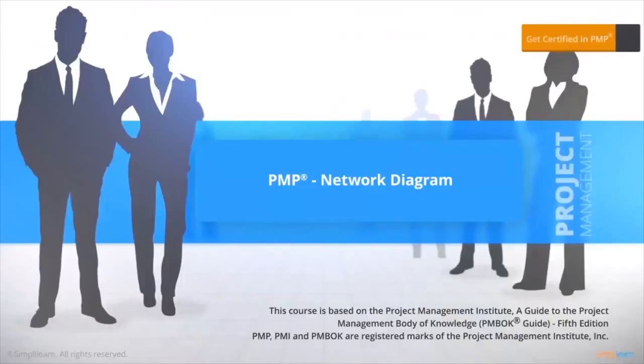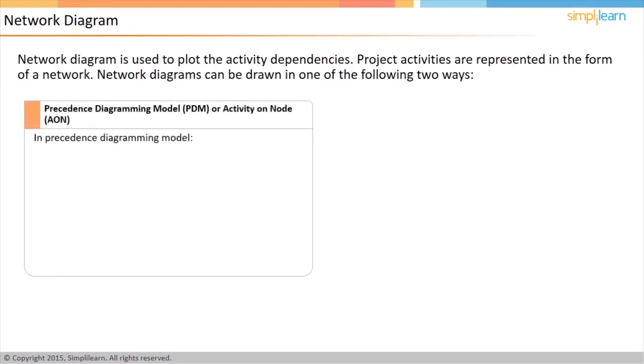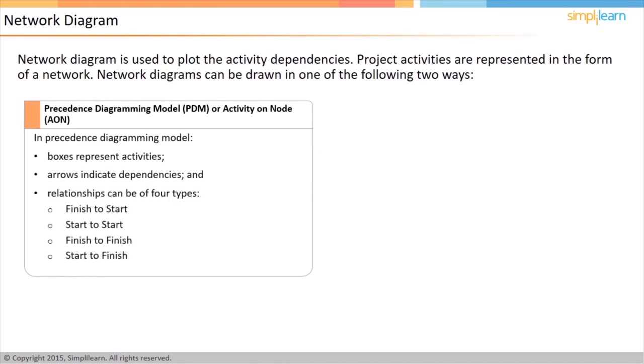Network diagram is extensively used in the project time management knowledge area to plot the activity dependencies. This is a graphical representation of the project activities in the form of a network. There are 2 ways to draw a network diagram. In Precedence Diagramming Model, PDM, or Activity on Node, AON, boxes represent activities and the arrows indicate the dependency. This type of network can have all 4 types of relationships between the activities.